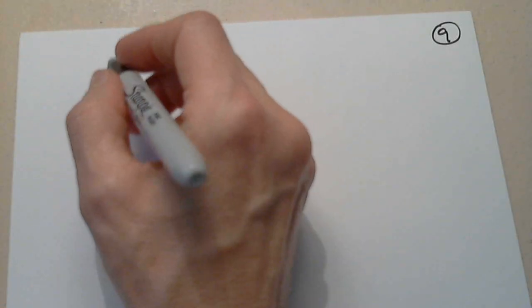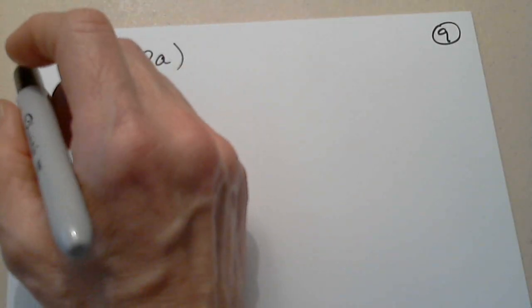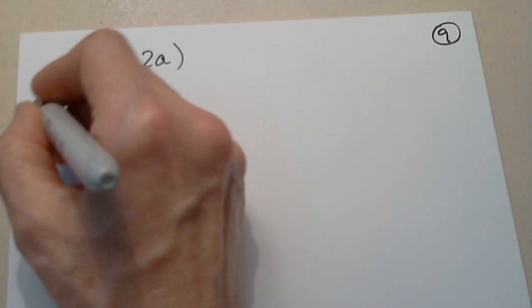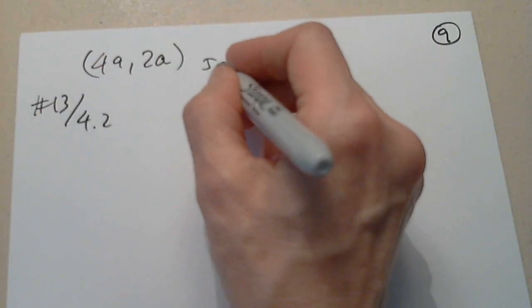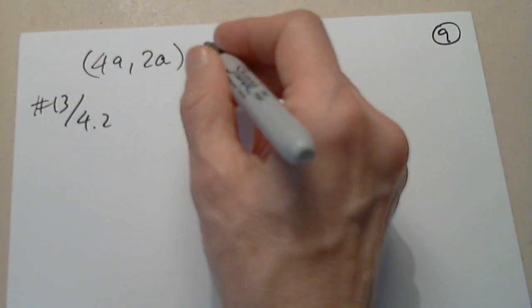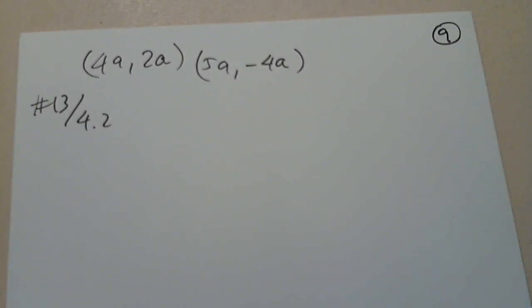So we're given 2 points. They look weird, but that's okay. This is problem 13 in 4.2. And the other one is 5a and negative 4a. I want us to find the slope.